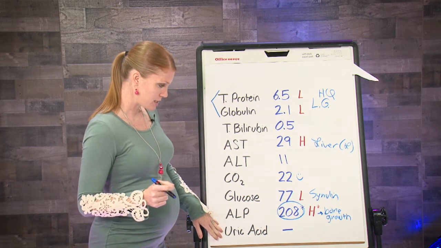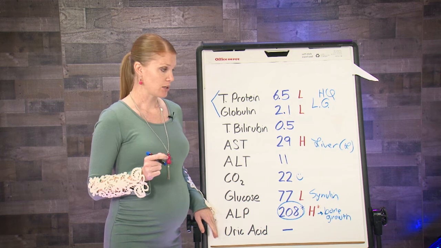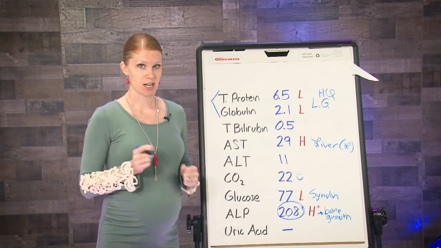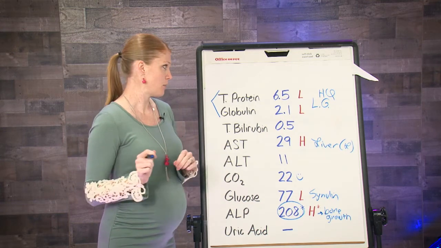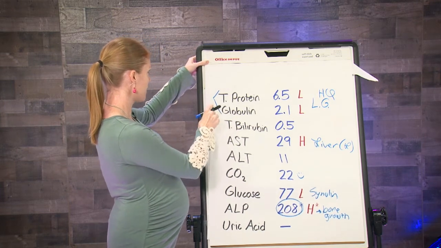Uric acid, that wasn't taken. But remember, if uric acid is elevated, there's a good chance that it's not gout and it's not RA. There's a good chance it's insulin resistance. Like I said, we're going to dive into that in another webinar. Big deep breath.